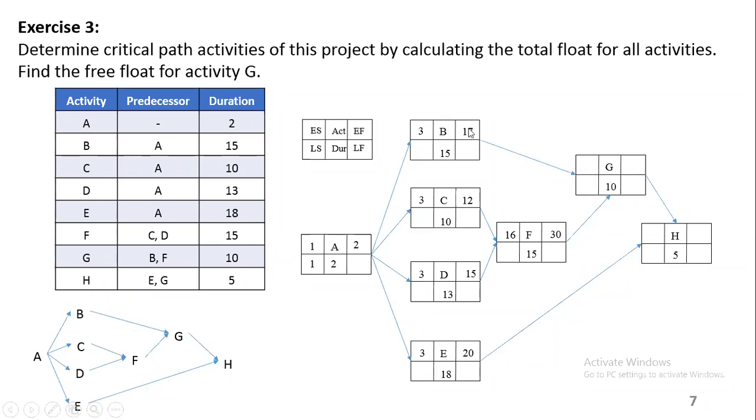Early start? Wait, what should be the early start for activity G? 31. Okay, 31 plus 40, final answer 40. Now we have to compare 40 and 20. What should come here, the early start for H? 41. 41 plus 5 is 46, minus 1, 45.